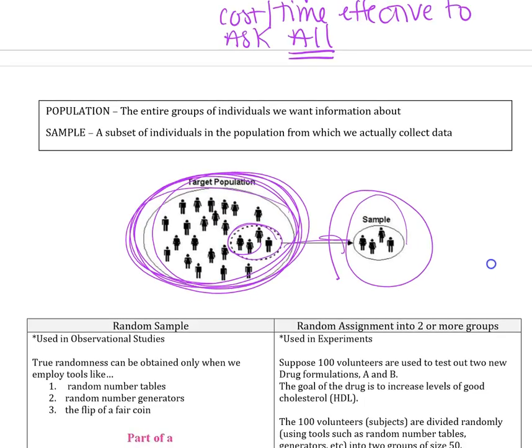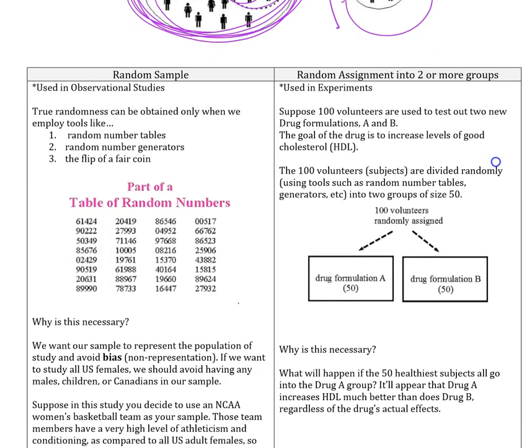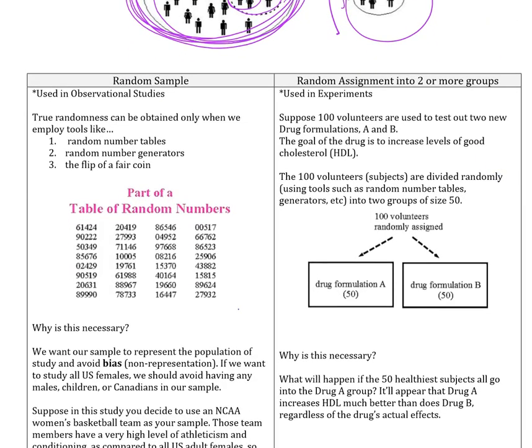Okay? Now, I've been saying this word random. It is important that you get a random sample when you do these studies. So starting over here on the left, using a random sample is used in observational studies. True randomness can be obtained only when we employ tools like random number tables, random number generators, or the flip of a fair coin. Okay, and we'll actually practice this tomorrow in class.